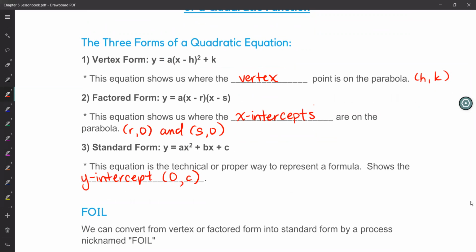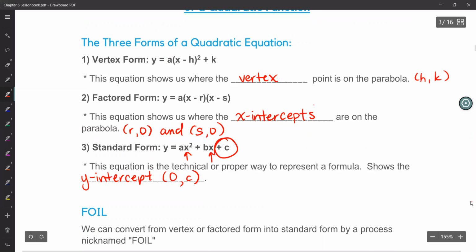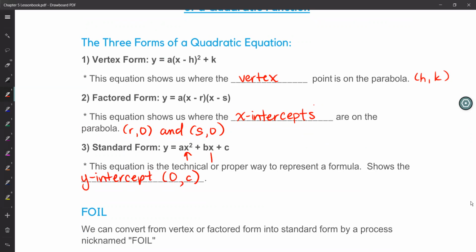And that's because whenever I have something crossing over the y-axis, that's where x is equal to 0. So if I entered in 0 for both of these x's to solve for what y is when it crosses the y-axis, I would just be left with c. So the c value will tell us the y-intercept.